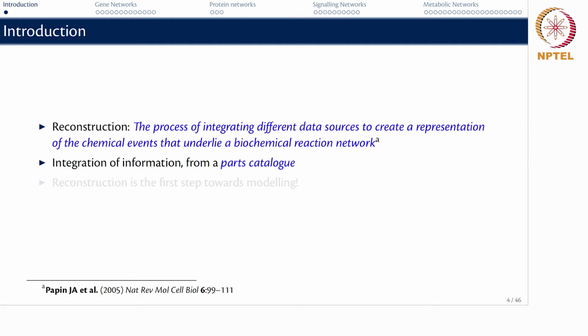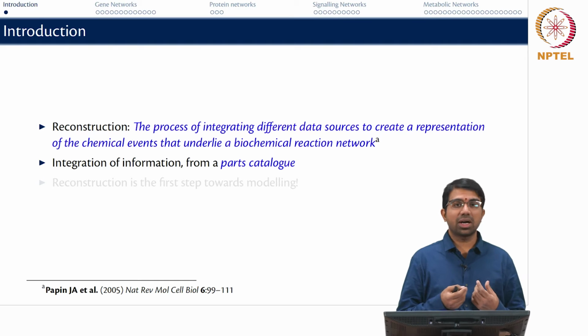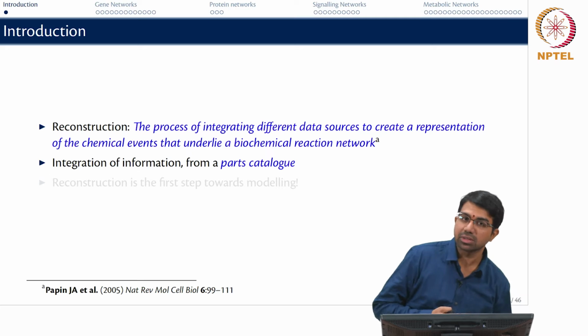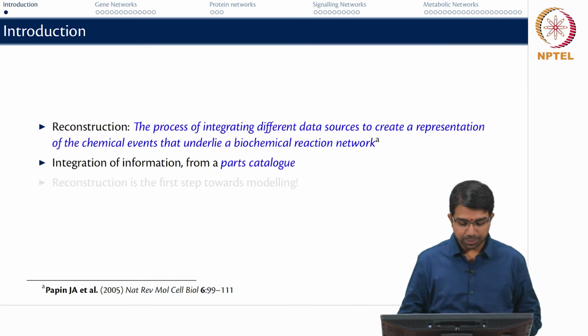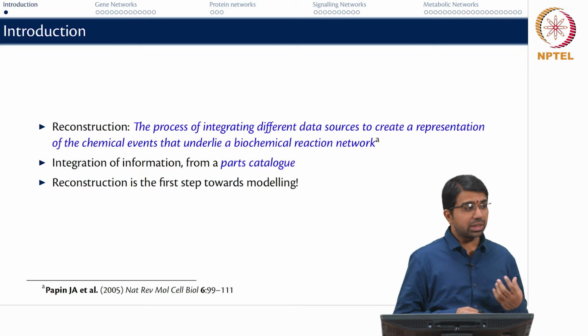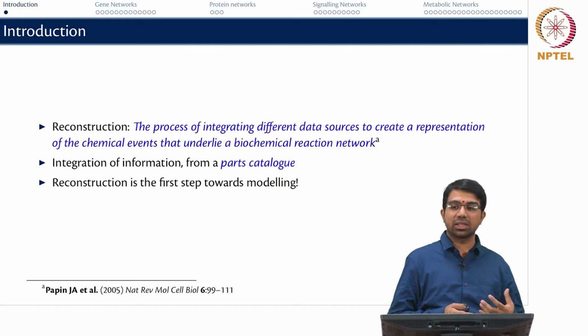So, this essentially involves integration of information from a parts catalog. The parts catalog is nothing but your genome itself, right. Your genome has all the parts, you can identify all the genes, a lot of proteins from the genome, but then how are these wired together, how are these parts tied to one another? That process, if you will, of edge inference, is reconstruction, and it is typically the first step towards any modeling exercise, particularly the kind of modeling we looked at in the recent lectures.